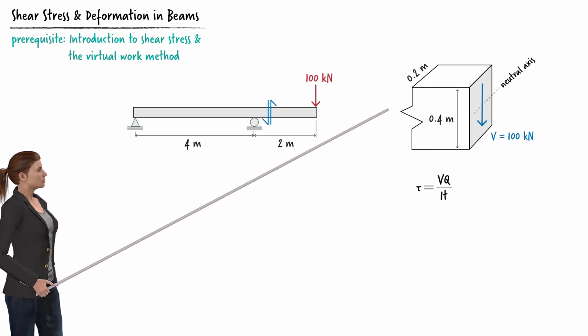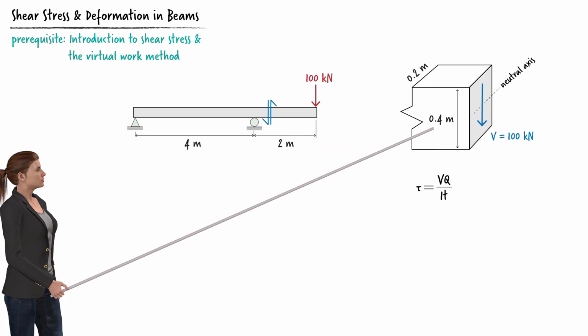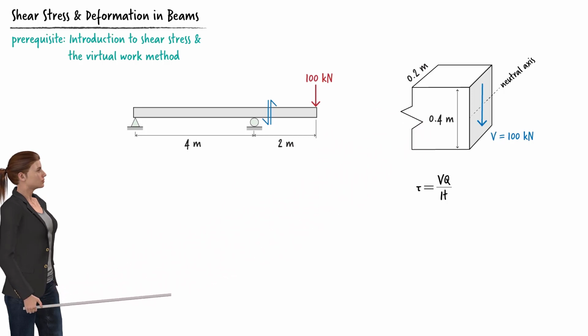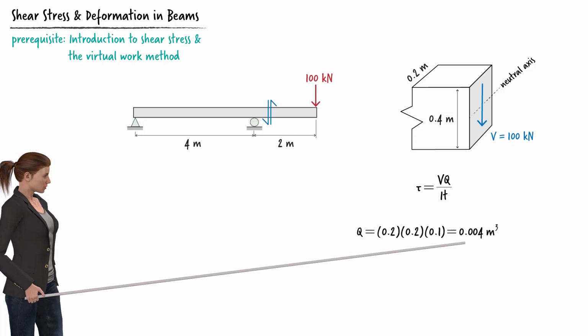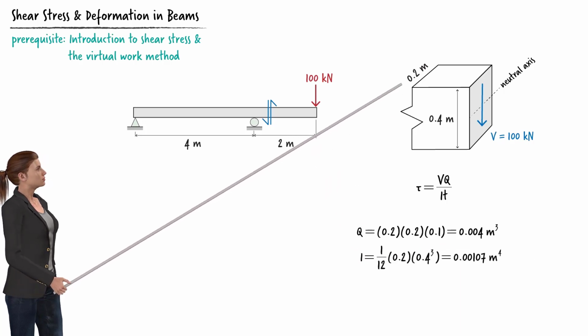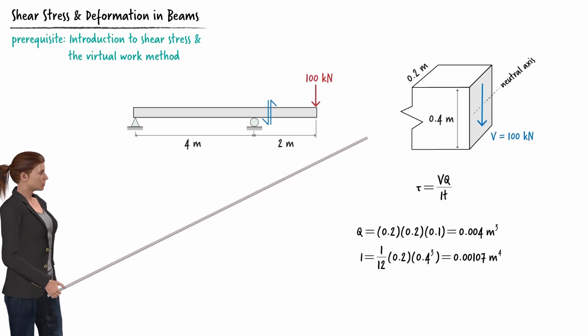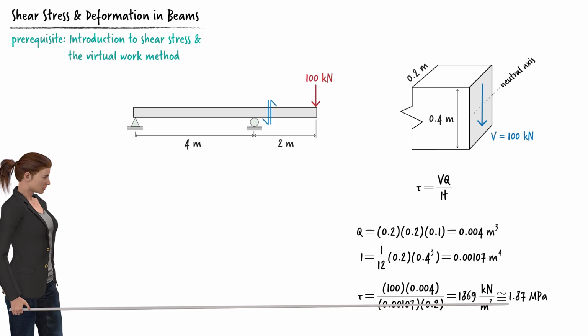Suppose our beam has a width of 0.2 meters and a height of 0.4 meters. Assuming we want to calculate the shear stress at the neutral axis, Q becomes 0.004 cubic meters. The moment of inertia of the cross-section is, and t is 0.2 meters. Therefore, the shear stress at the neutral axis equals 1.87 megapascals.